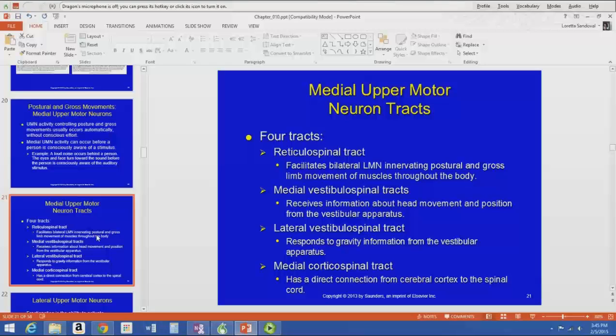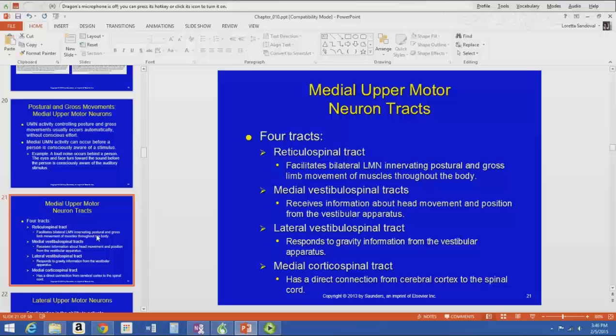Okay? The medial vestibulospinal tracts. The vestibular system has a lot to do with head movement and head positioning. So the medial vestibulospinal tracts receive information about head movement from the vestibular apparatus, and send it down to those postural muscles. Our vestibular system has a big effect on our postural muscles. The lateral vestibulospinal tract responds to gravity information from the vestibular apparatus. That's all the information we're getting just from living on a planet with a gravity field.